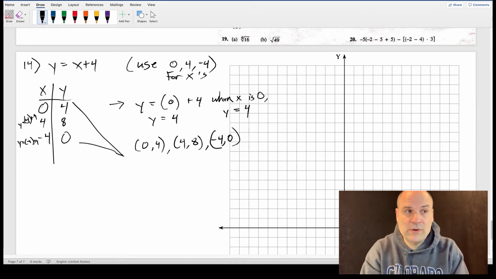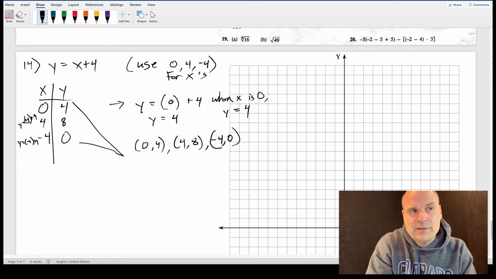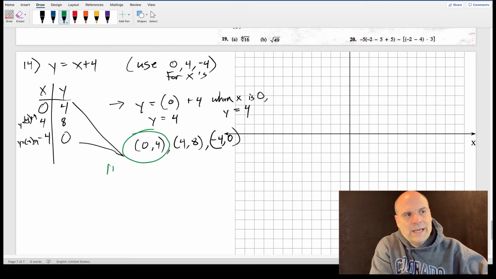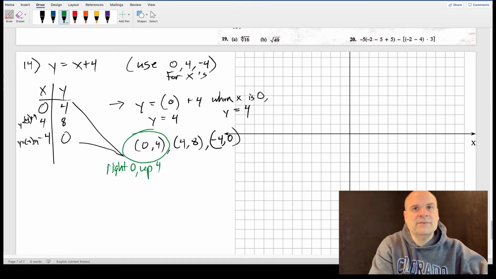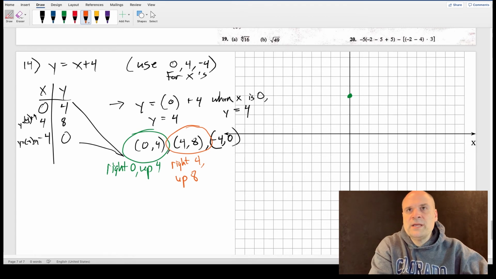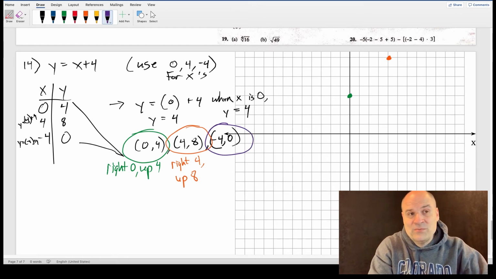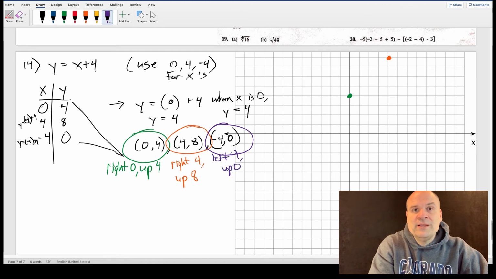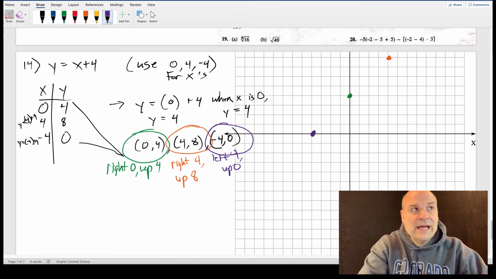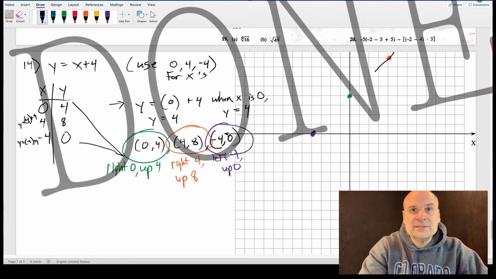All right, so remember, when you plot points, you're gonna go left or right first and then up or down. So let's graph our first point. This is right or left 0, so right 0 and then up 4 because it's positive 4, so up means positive. So right 0, up 4 is right there. All right, what about 4, 8? Well, this is right 4 because it's positive 4, and then up 8 because it's positive 8. Right 4, up 8 is right there. All right, last point is negative 4, 0. Negative 4 means left 4, and then up 0. So you're gonna go left 4, and then you're not gonna go up or down at all. So you have 3 dots here. Now you can connect these points, and it's gonna look awesome.